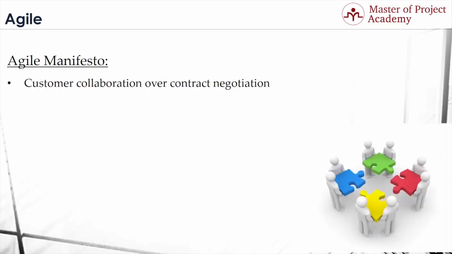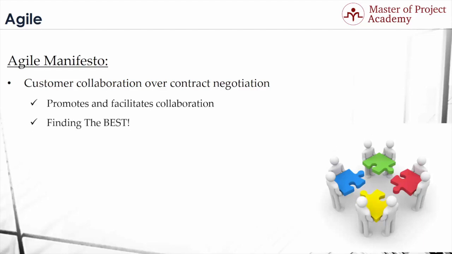Third value, customer collaboration over contract negotiation. Scrum is a framework designed to promote and facilitate collaboration. Team members collaborate with each other to find the best way to build and deliver the software or other deliverables to the business. The team, especially the product owner, collaborates with stakeholders to inspect and adapt the product vision so the product will be as valuable as possible.